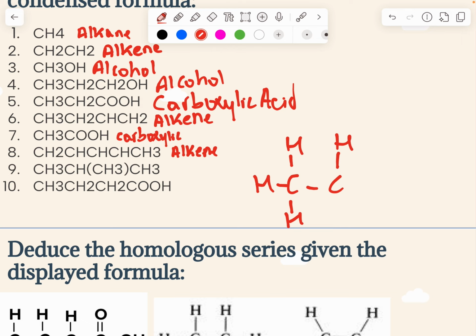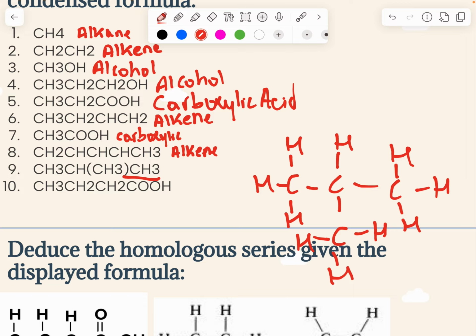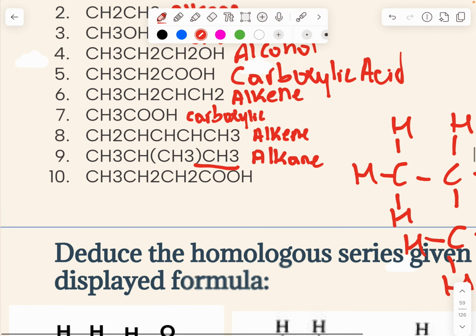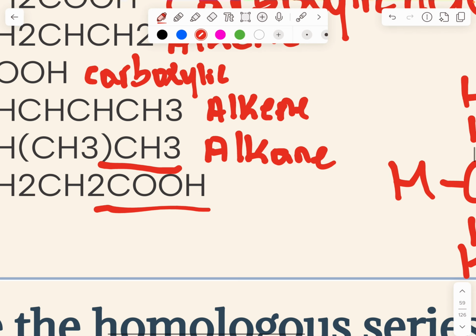Remember that I said the bracket means branch, right? For a branch, we're coming off the straight chain and we're going to draw it down here. So the carbon that is the branch has 3 hydrogens, 1, 2, 3 right there. Now we're going to continue the straight chain and put our CH3 right here. Now, even though it's a branch, all the carbons have single bonds between them, and so we say that this is an alkane. And of course, for the last one, because of the COOH, that is a carboxylic acid.